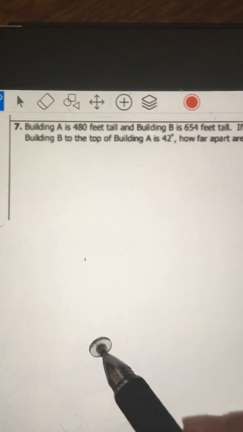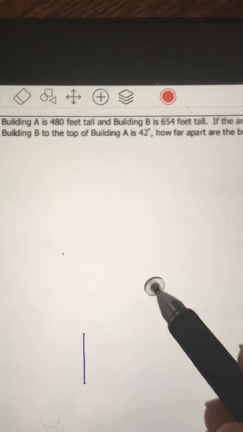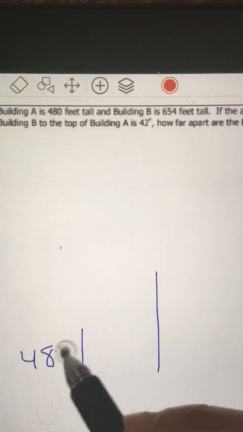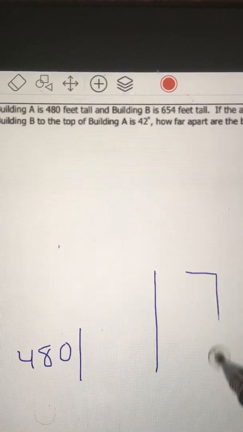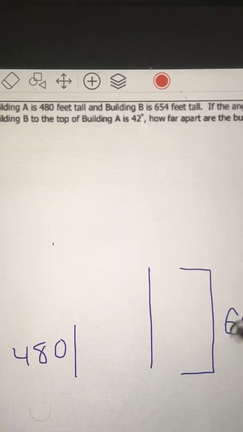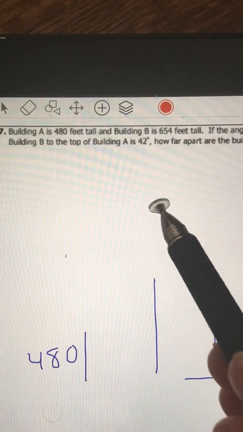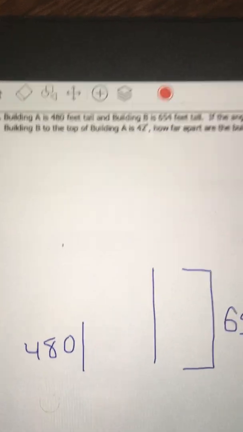Next one we have building A and building B. So A is 480 feet, B is 654 feet. So here we have 480. This whole thing is 654. The angle of depression from the top of B to building A is 42 degrees.